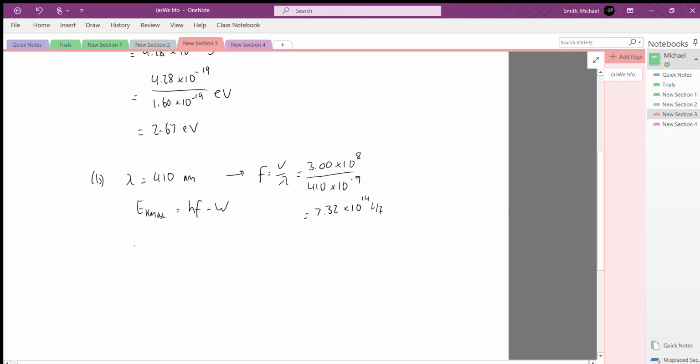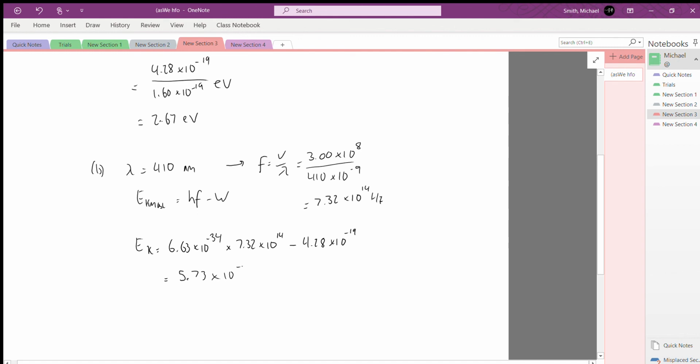And so now the kinetic energy is easy enough. hf, so 6.63 times 10 to the power of minus 34 is Planck's constant, multiplied by this frequency, 7.32 times 10 to the power of 14. Take away our work function in joules from before, so that will be the 4.28 times 10 to the power of minus 19. Put it into the calculator, and we get 5.73 times 10 to the power of minus 20 joules. And there you have it.